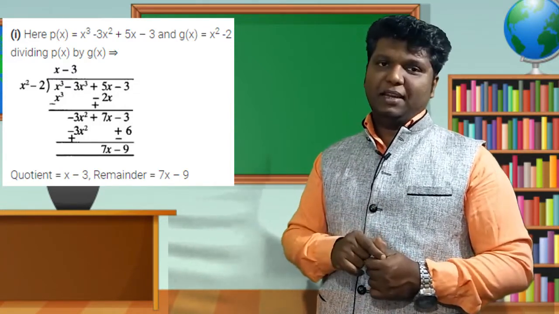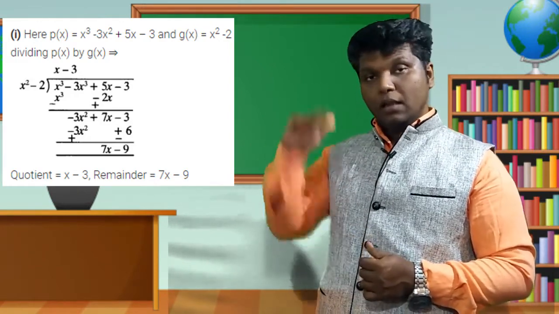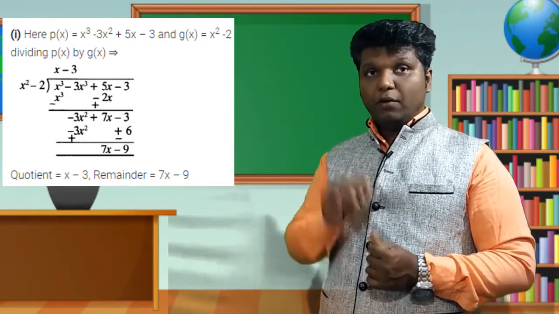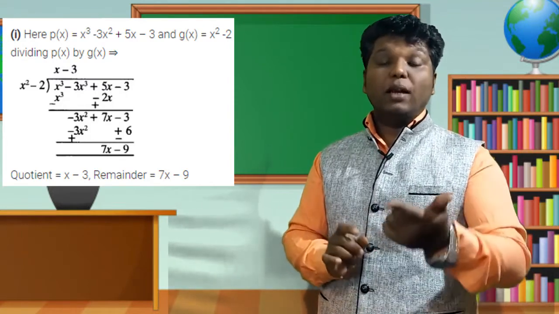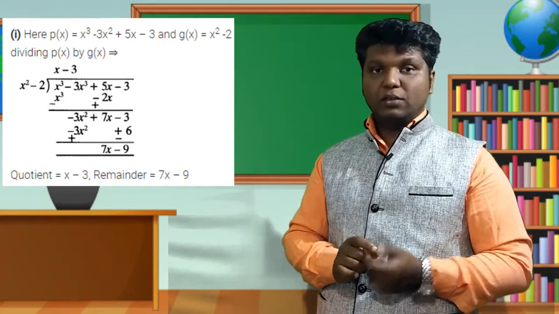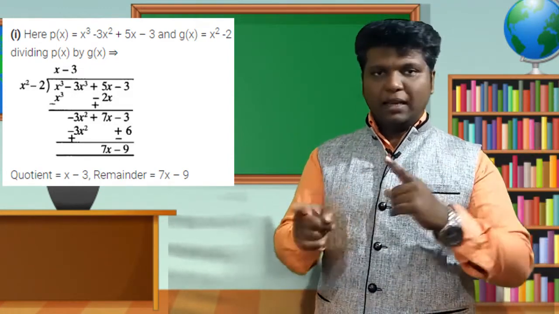Bring that 7x. And after getting this, bring the next number down. What is the next number? It is minus 3. Bring it down. Now you got minus 3x square plus 7x minus 3. So now what is the first term? It is minus 3x square. What about the first term of your divisor? It is x square. Now divide them again.